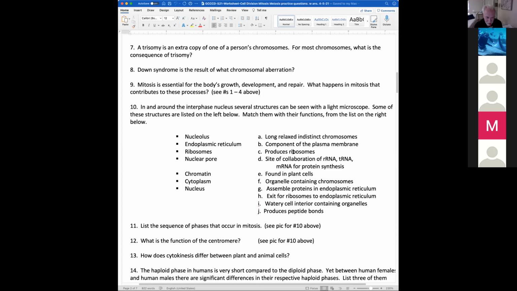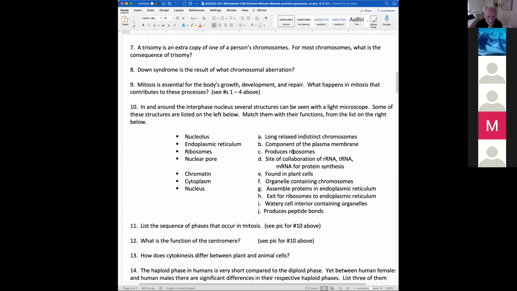The endoplasmic reticulum. From that list, what matches up? Isn't that D, the site of collaboration of RNA, tRNA, mRNA for the protein synthesis? Yeah, that's right. Endoplasmic reticulum is where all the different types of RNA come together to make a protein.